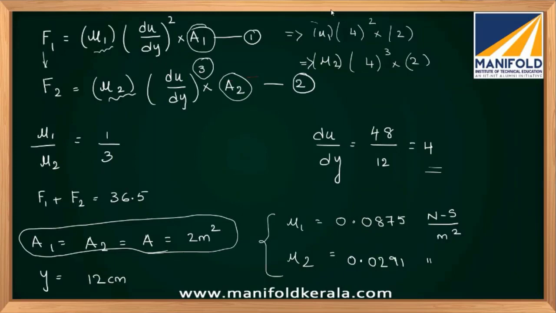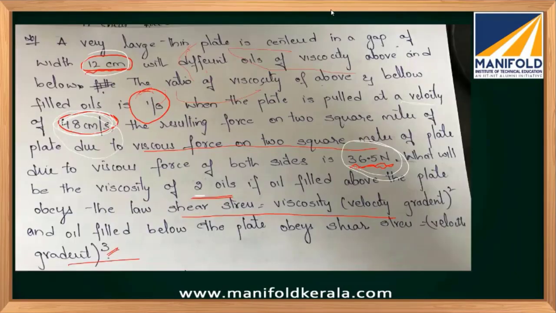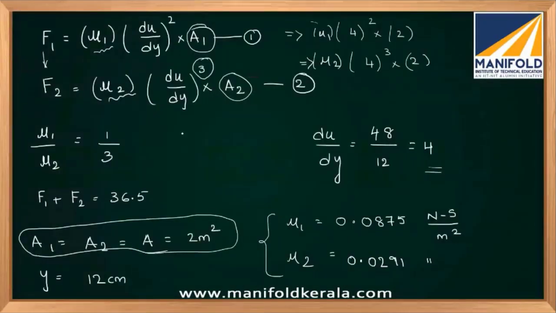Mu1 and mu2, anyone? How will y be 12? See the question, please. A very thin plate is centered in a gap of width 12 centimeter. I'm drawing the diagram here. This is the width, 12 centimeter, the distance y is 12, this is plate 1, this is plate 2. That is why I took the value of dy as 12. 12 is the distance between the two plates. Okay, clear, done.